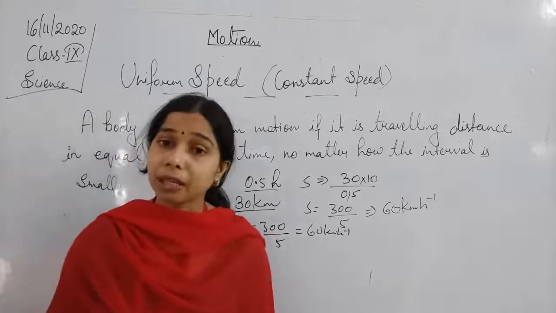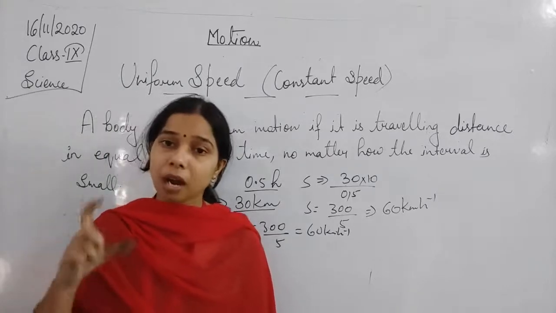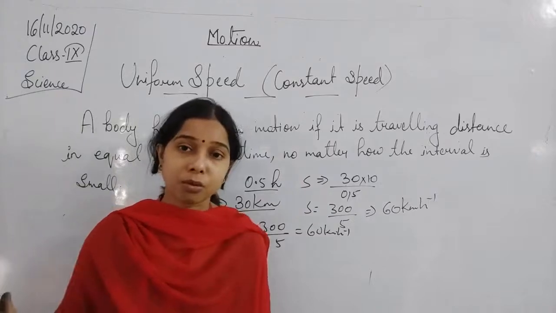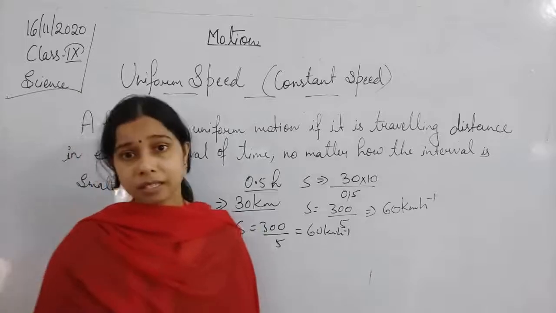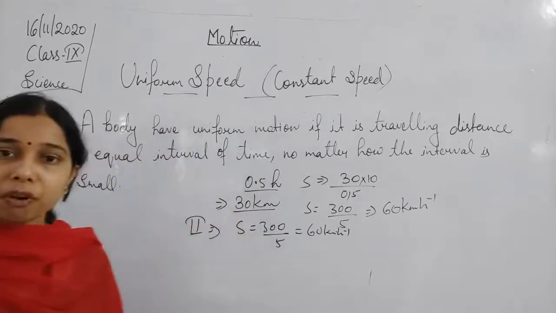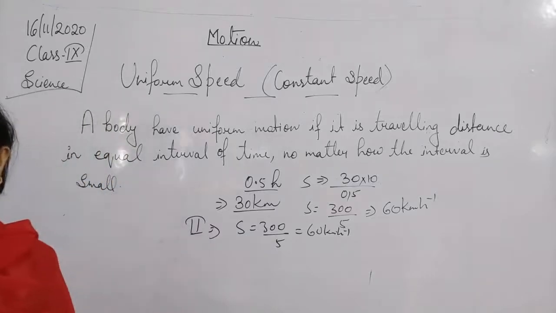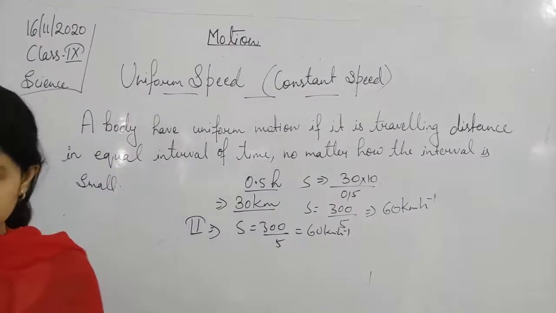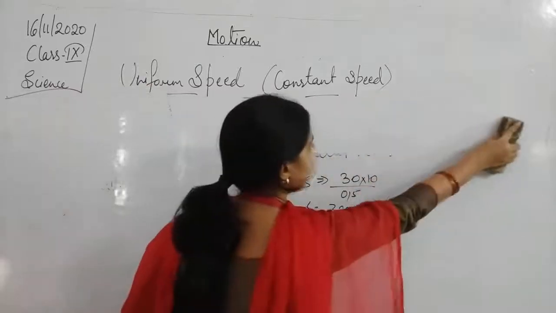So the speed will also come out to be the same, and if in every half an hour the speed comes out to be the same, we will call that speed a constant speed. So it is moving with a constant speed of 60 km per hour. Now, on the basis of that, students, let us solve a numerical.